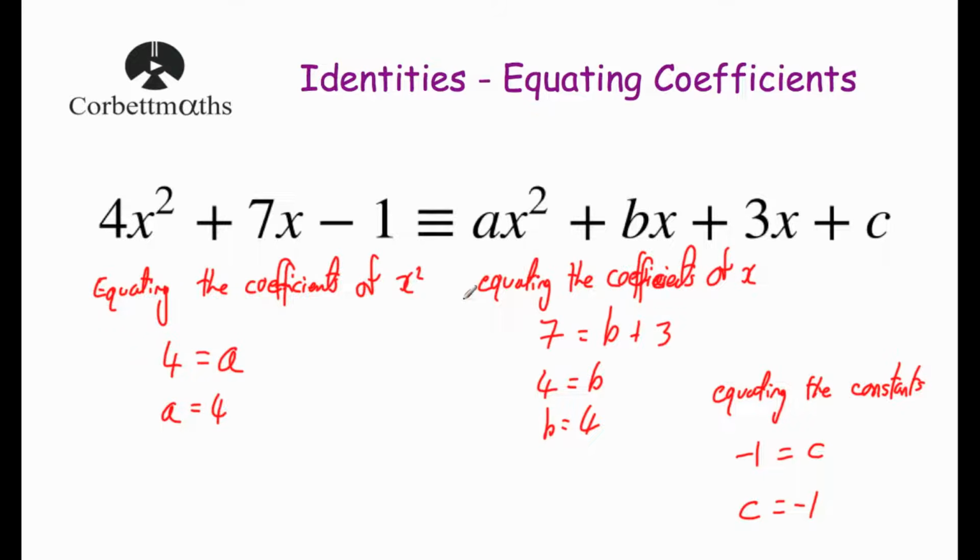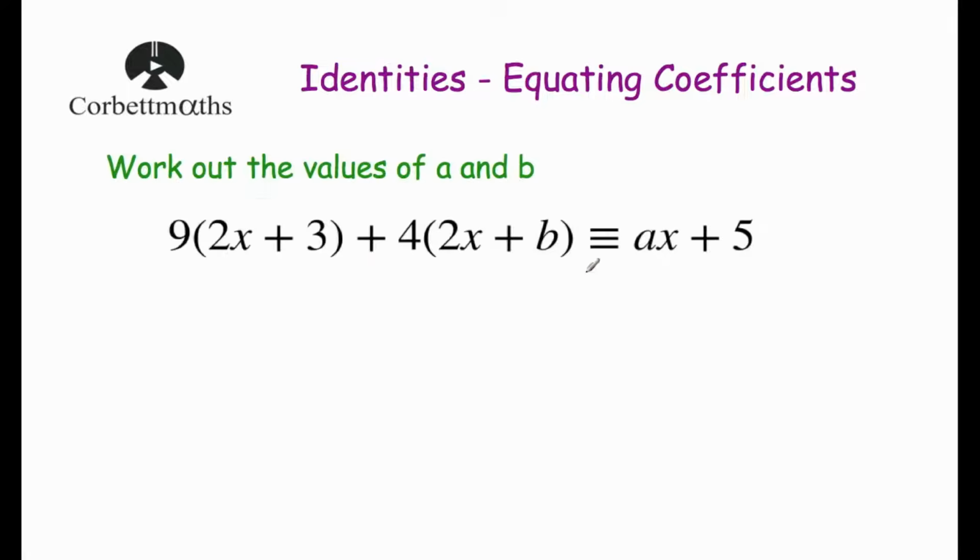It can mean equating the coefficients of x squared, so the numbers in front of the x squareds, the numbers in front of the x's, and then the constants at the end. And that's the technique called equating the coefficients, and it's really useful. Let's have a look at another question now.